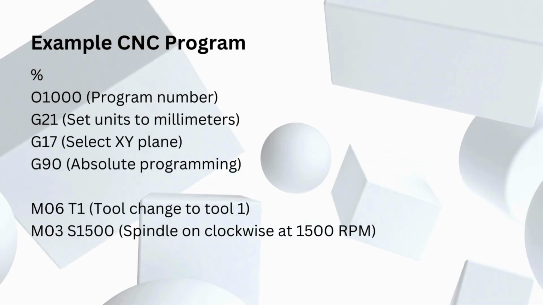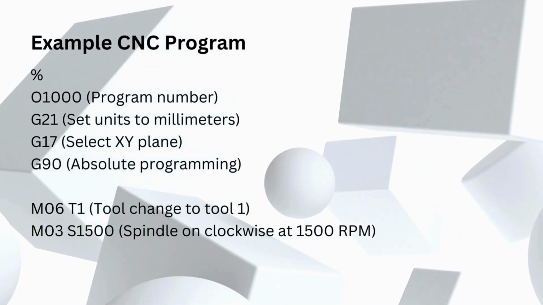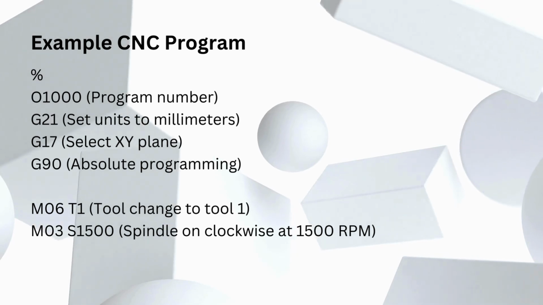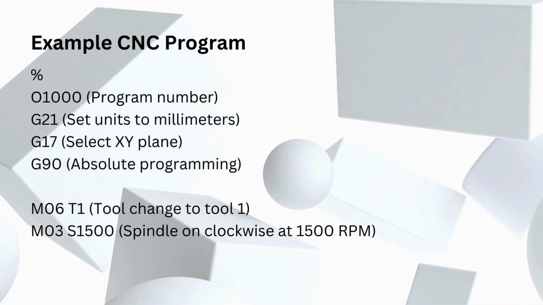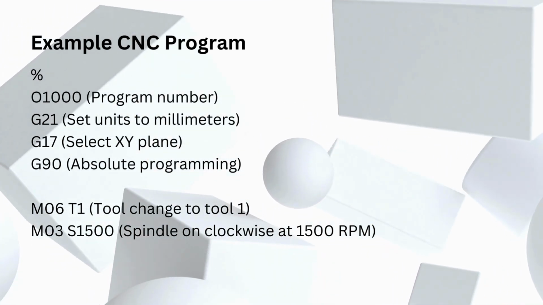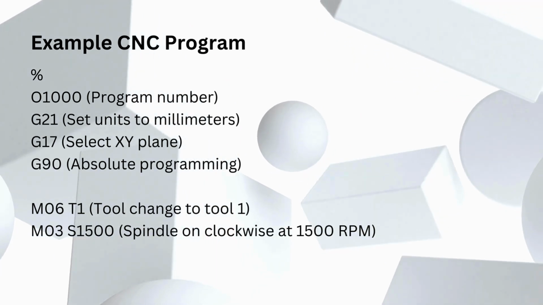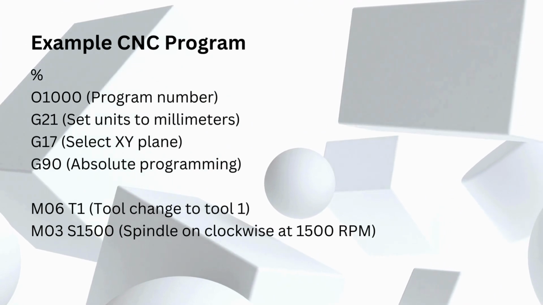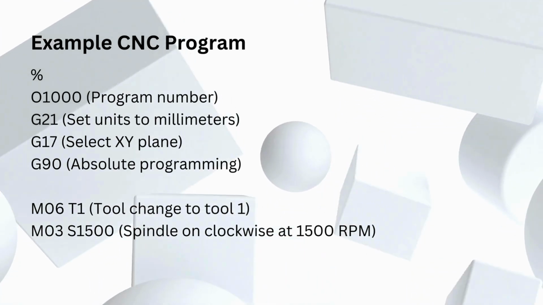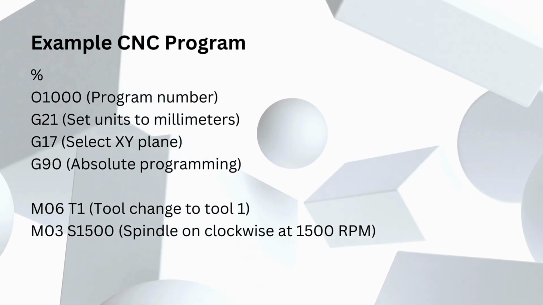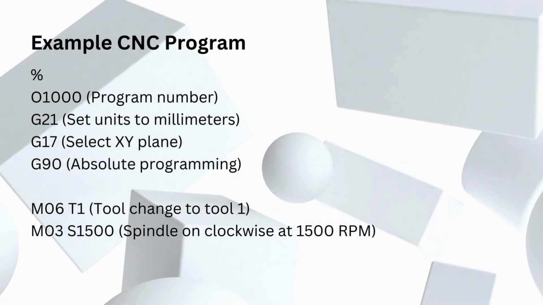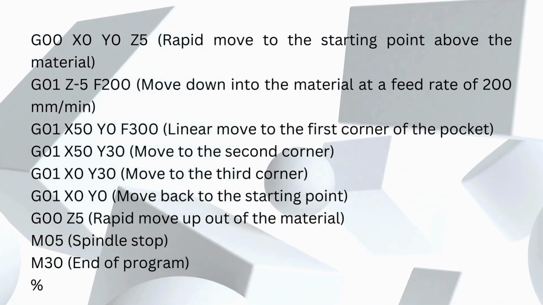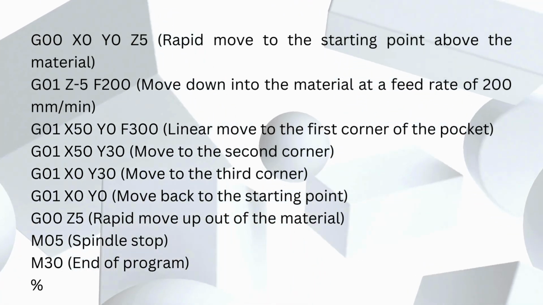Example CNC program. Percent. O1000, program number. G21, set units to millimeters. G17, select XY plane. G90, absolute programming. M06 T1, tool change to tool 1. M03 S1500, spindle on clockwise at 1500 RPM. G00 X0 Y0 Z5, rapid move to the starting point above the material.